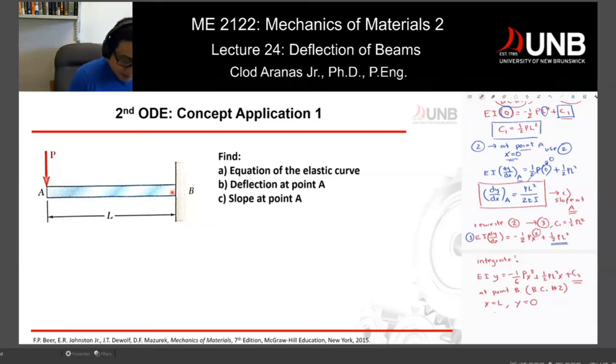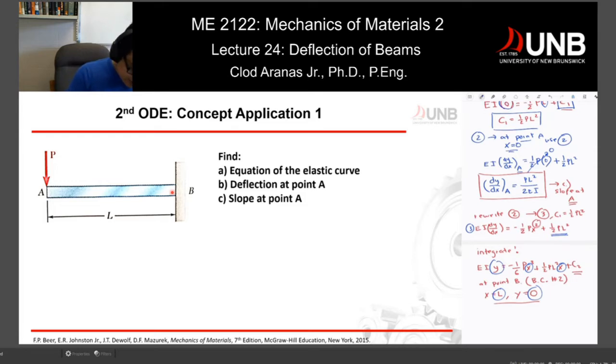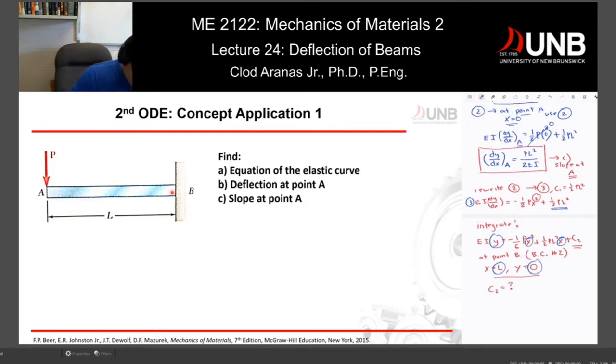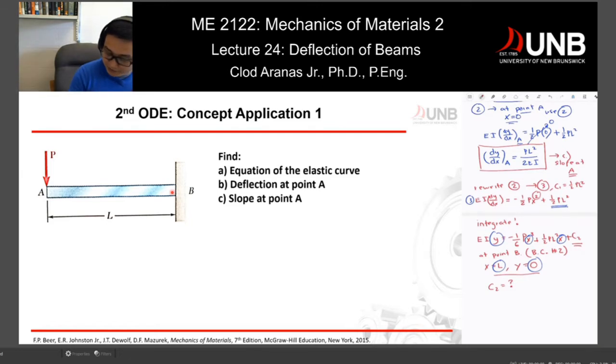Now, using this boundary condition number 2, I can substitute those values to my equation. So I have L, I have 0, y right here would become 0, I have x right there, and then I should be able to calculate my C sub 2. We don't know what C2 is, so C2 right now is a question mark. So at point B, that's the value, and we can substitute this one to our equation. Let's still call it equation number 3.